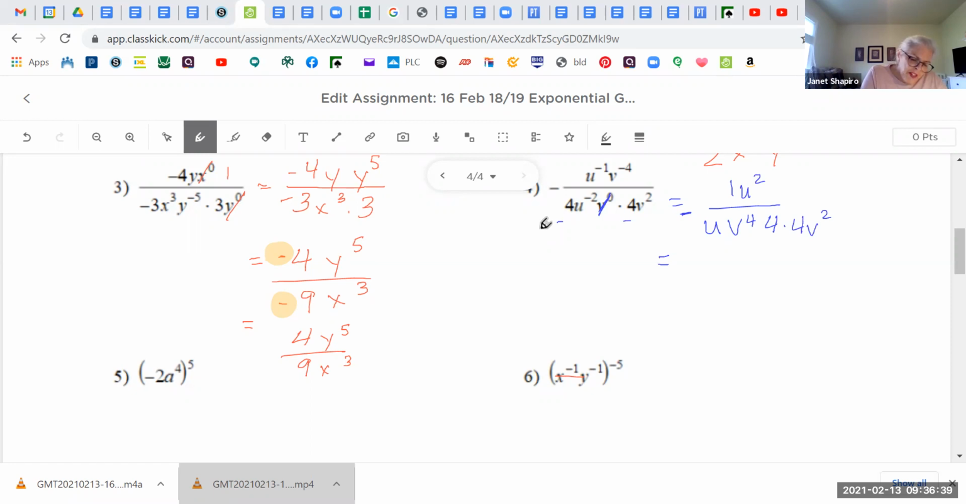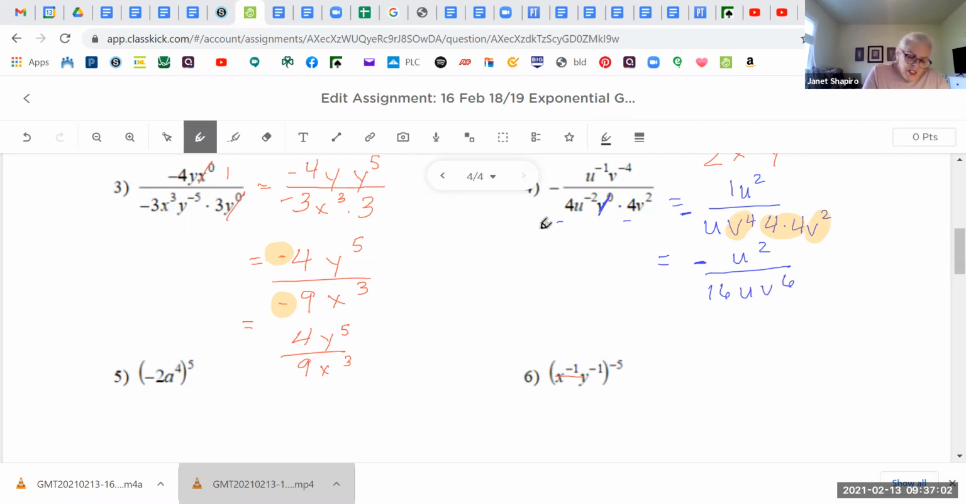So when I simplify this, I still have my minus out in front. I have u squared on top. In the denominator, I multiply my integers and get 16. There are no other u's except u to the first power. And then I have v to the fourth times v to the second, which is v to the sixth.